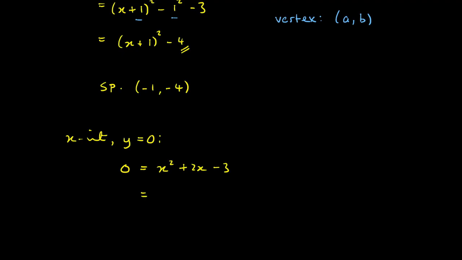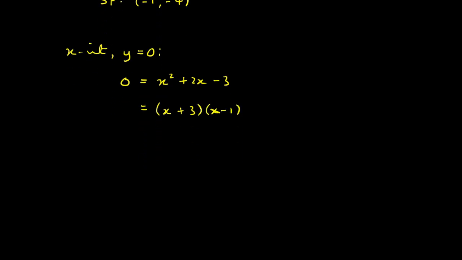And so the best way to do that is just to factorize it. So we've got x plus 3 and x minus 1, which gives us two solutions. x is equal to negative 3 and x is equal to positive 1. So those are going to be the two x-intercepts.